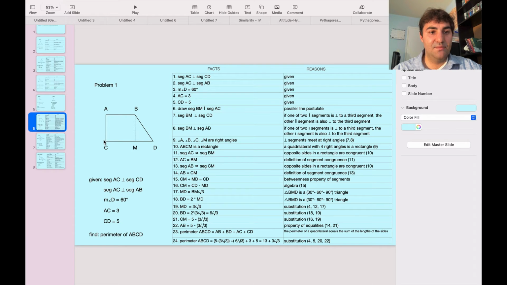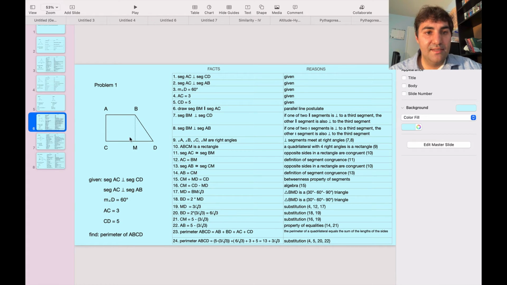Given segment AC is perpendicular to segment CD, and segment AC is perpendicular to segment AB, measure of angle D is equal to 60 degrees, length of segment AC is equal to 3, and length of segment CD is equal to 5. Find the perimeter of ABCD. So write down what we're given, and I'm going to draw a segment BM that's parallel to segment AC. You can use the parallel line postulate to draw this parallel line through B, parallel to AC, and intersecting CD at point M.